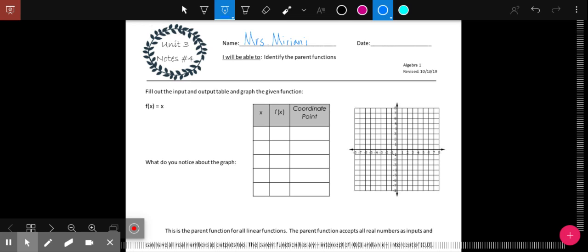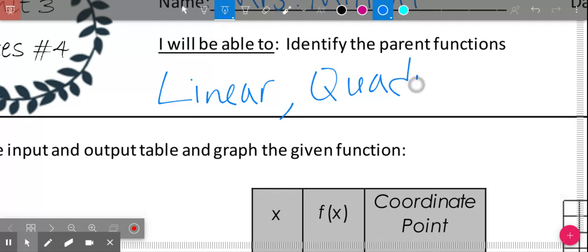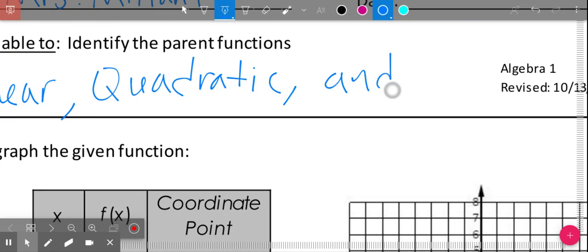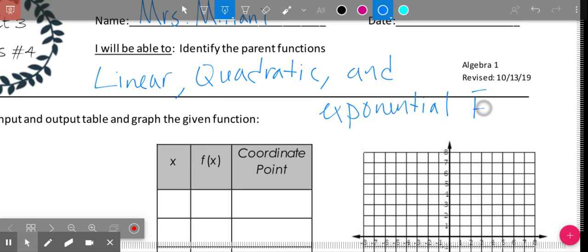All right, so today we're going to be looking at Unit 3, Notes number 4. And we're going to be looking at all the parent functions. So we're going to be looking at the parent functions for linear, quadratic, and exponential functions. So that's going to be our goal today, is to look at the parent functions for those three types of functions and learn about some key characteristics of those functions.